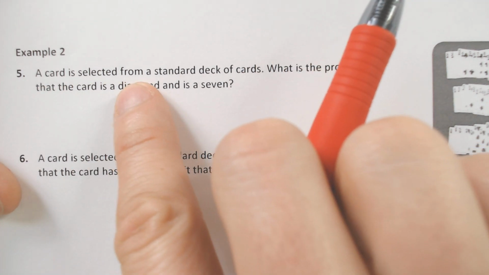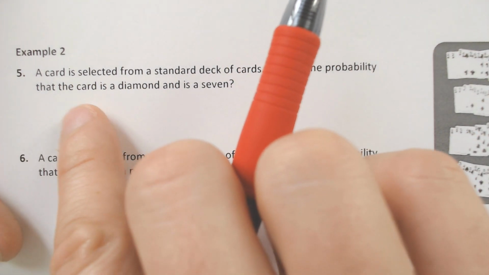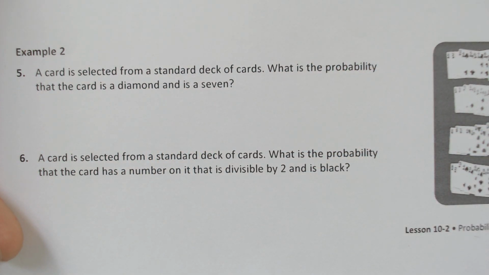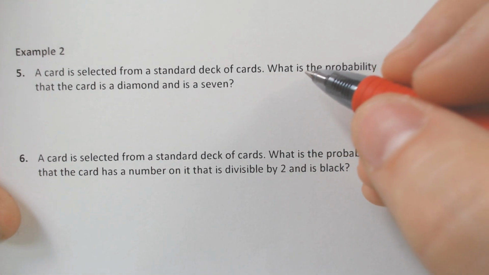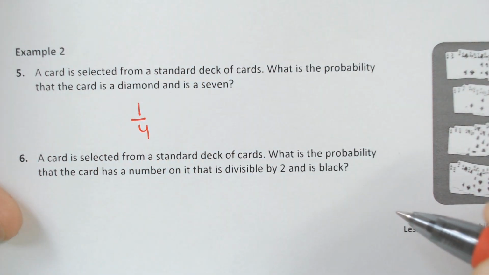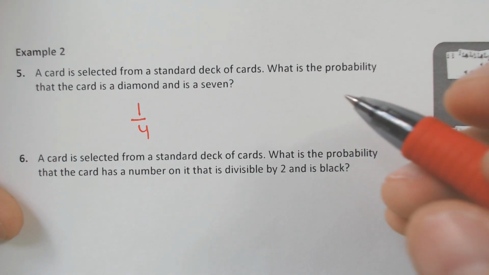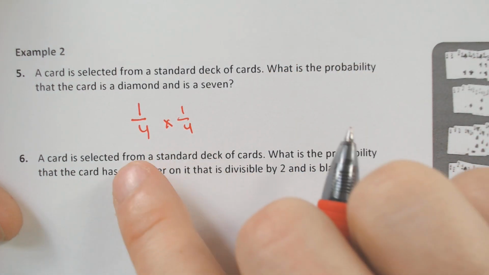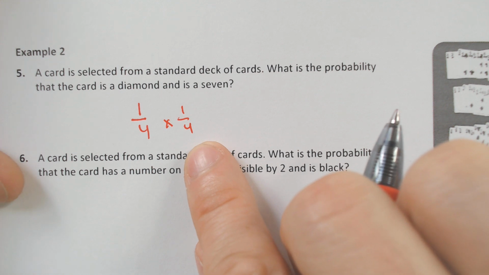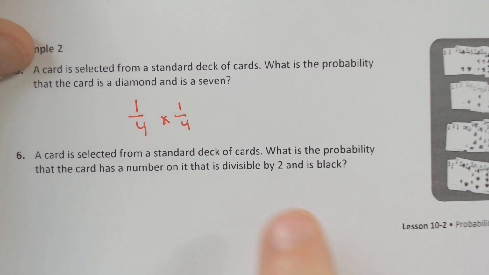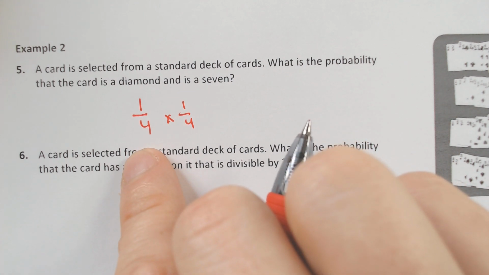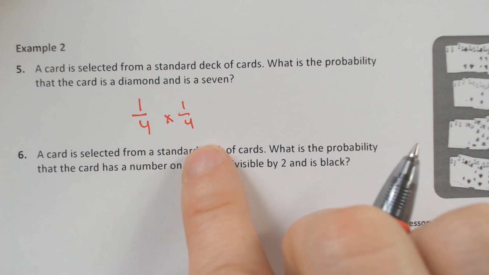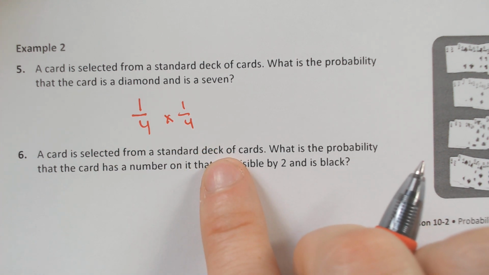A card is selected from a standard deck of cards. What is the probability that that card is a diamond and is a 7? So there's two ways to view it. You could first figure out what is the probability that it would be a diamond. Well, 1/4 of the cards are diamonds, and 1/4 of them are 7s. This would be a very common mistake, though, because if you think about it, out of these diamonds, one of them is a 7. You can't utilize that twice. So this 1 out of 4 times 1 out of 4 will get you close, but it actually won't be what you need it to be.